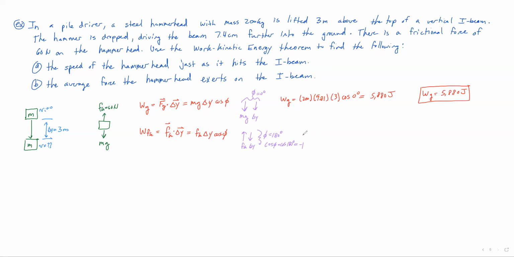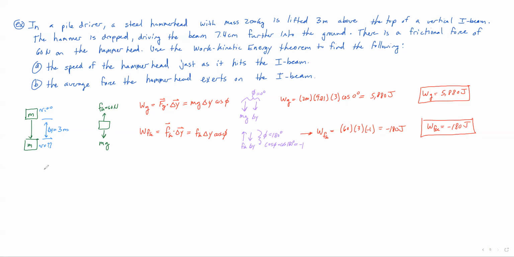So once I have that, I can get my work due to friction. They tell me friction is 60, delta y is 3, and -1. So the work due to friction is -180 joules. I'm going to put that off to the side because that's another useful piece. I like to put my useful pieces off to the side while I work these problems.